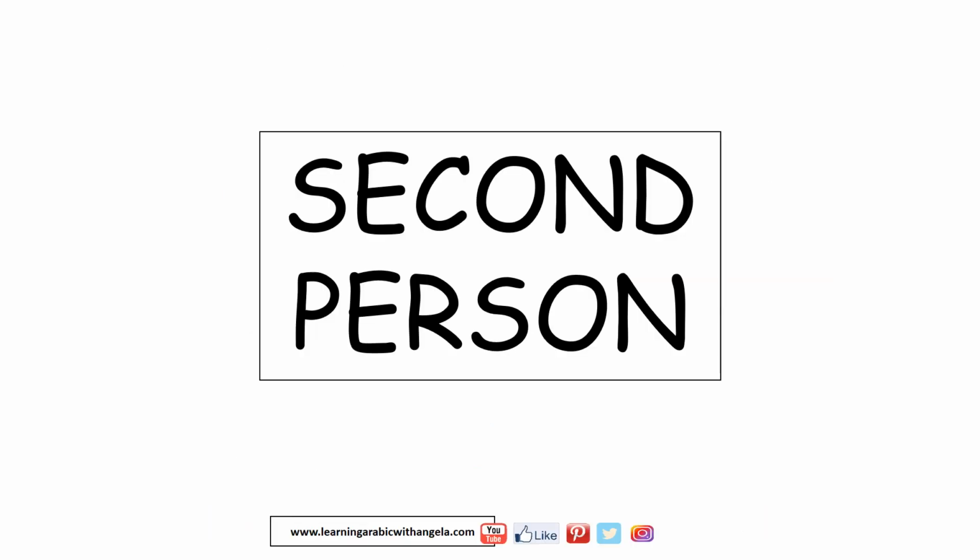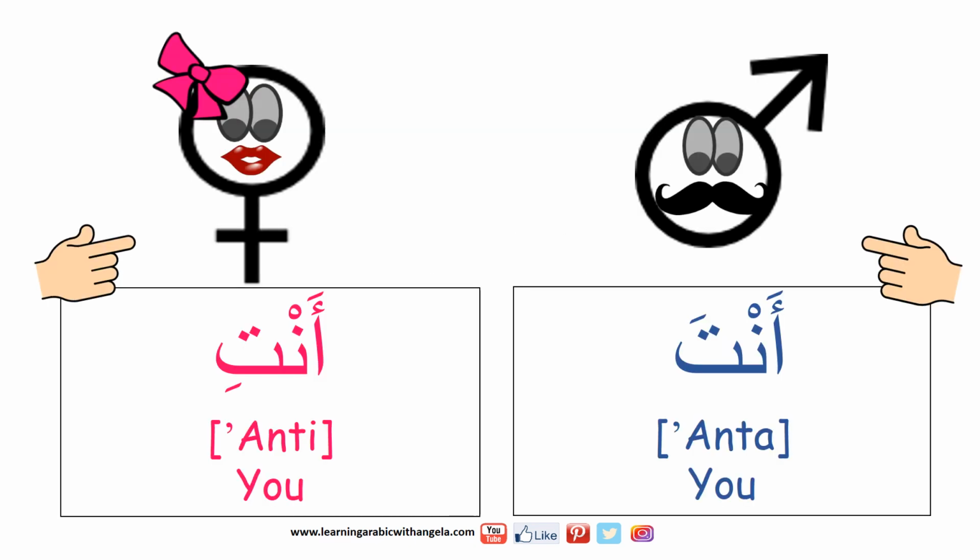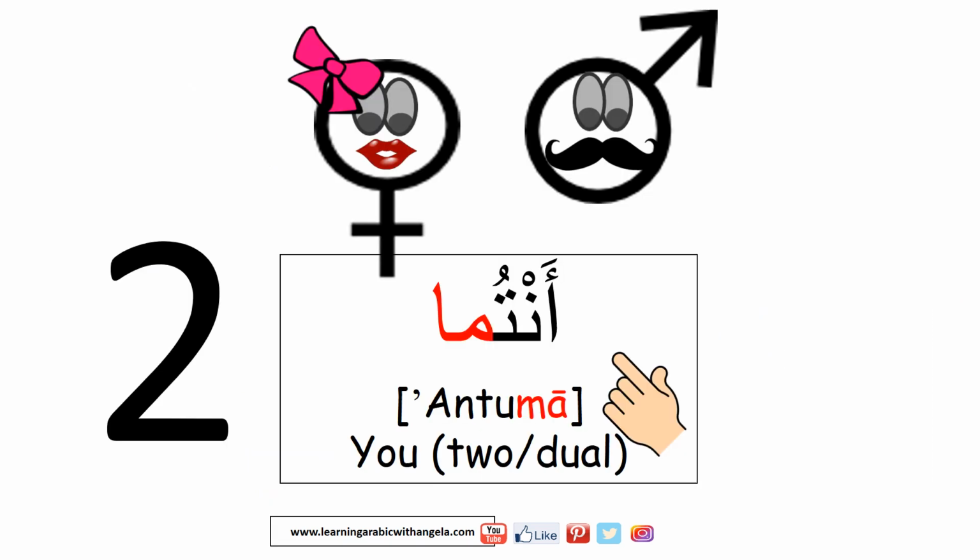Second person. أنت, you for the masculine. أنتِ, you for the feminine. أنتما, you for two people.